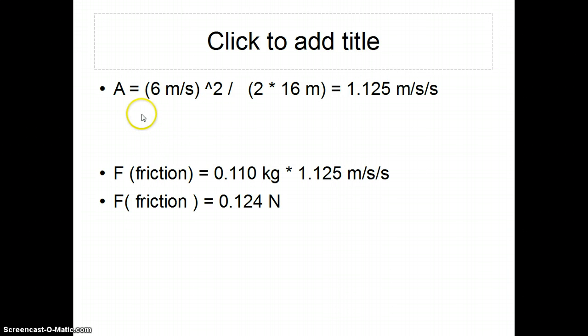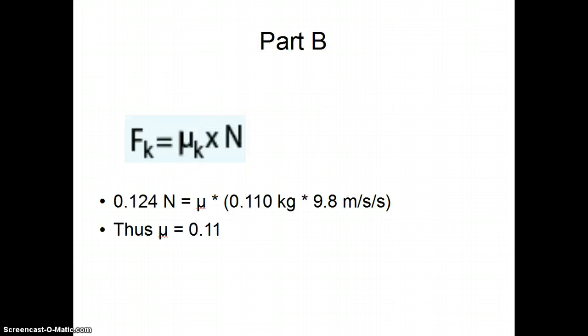So in solving for the acceleration, the 6 meters per second squared divided by 2 times 16 meters gives you an acceleration of 1.125 meters per second squared. We know what the mass of the object is, and therefore we multiply that by its acceleration, and we know what the force of friction is. It's 0.124 newtons.